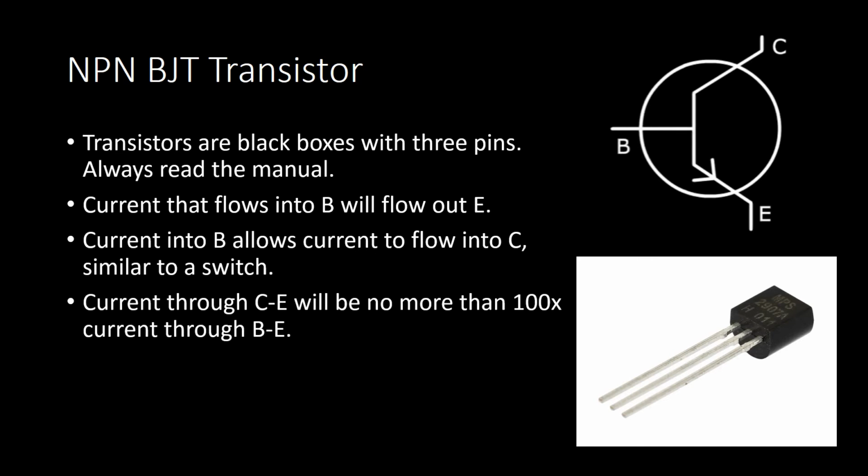The amount of current that flows from C to E through the switch is typically no more than 100 times the current that goes into the base and out the emitter. This varies from transistor to transistor, but typically it's around 100 times. So if you had a really, really slow current going into the base, then in theory, you could use the transistor as an amplifier, and there are different applications to that as well.